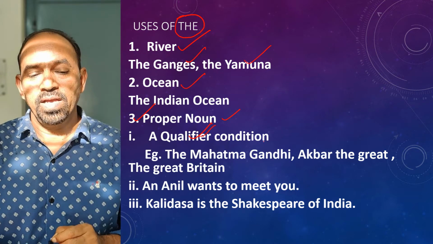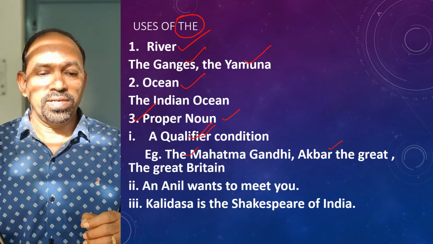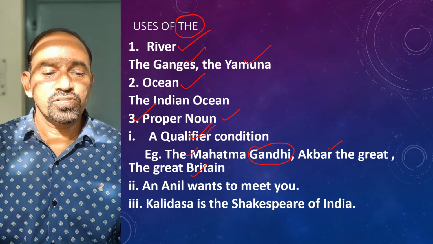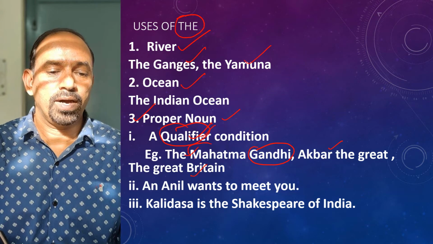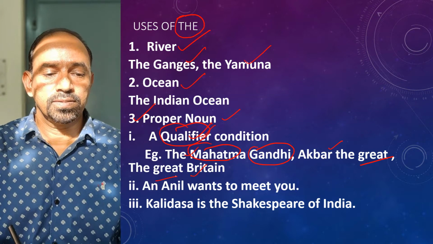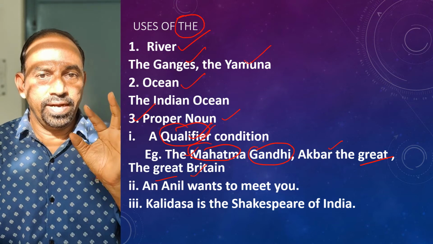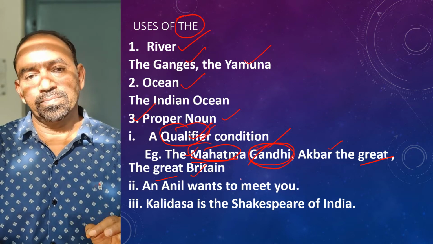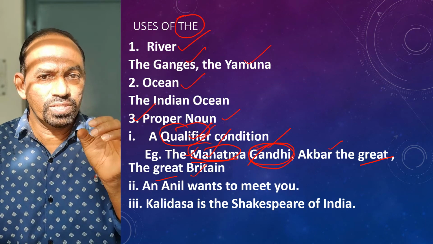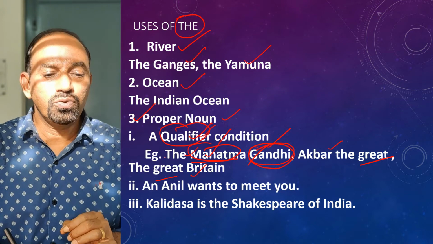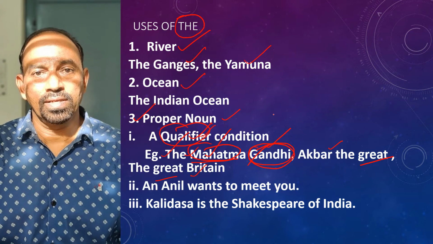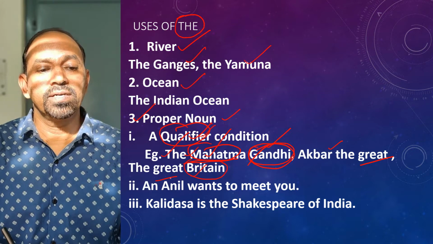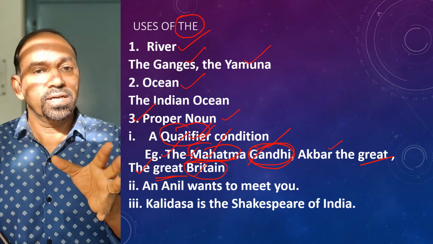A qualifier condition. Look at the example. The Mahatma Gandhi, Akbar the Great, the Great Britain. These three examples tell us that when a name contains a qualifier like Mahatma or the Great, we should use a definite article before it, because Mahatma is not part of the name Gandhi. It is a qualifier. So when we use a qualifier with a proper noun, we should use the definite article. Britain is the proper noun here and Great is the qualifier. So we use the Great Britain.